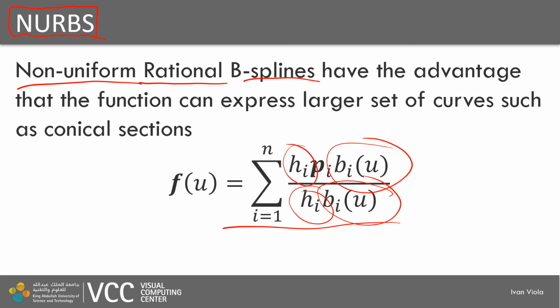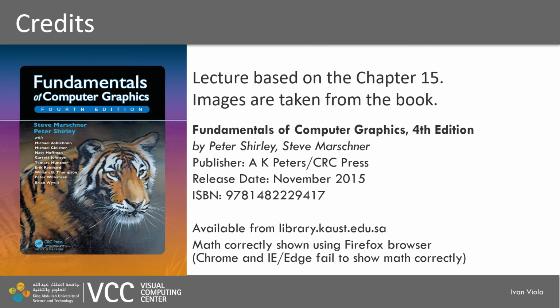Previously, we were using them for various flexible freeform curves, but conical sections, like, for example, a parabola or an ellipse, would not be possible to generate with the B-splines. However, this is possible with the rational component. So by adding the rational component, we can expand the flexibility of the B-splines to also represent conical sections. And this is it for today.